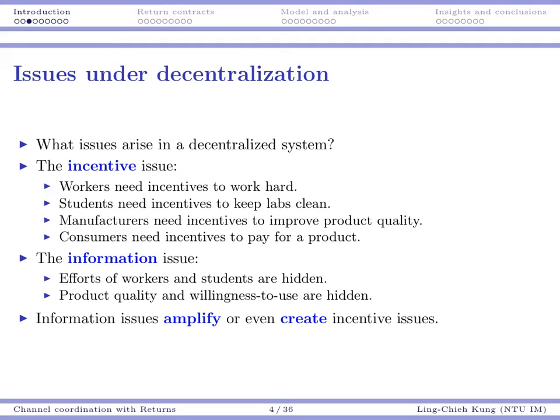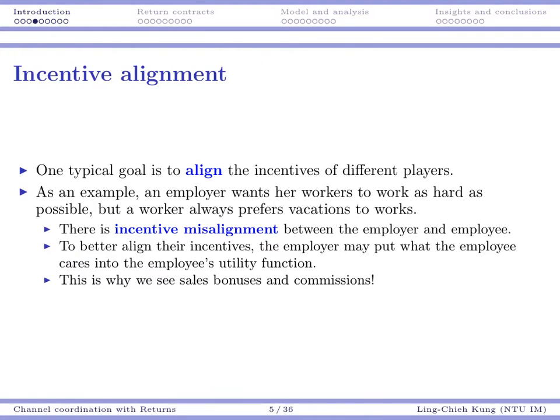In general, information issues amplify or even create incentive issues. The key is the incentive issue, and when we have private information in the system, we will have stronger incentive issues. We'll see that in the future. Today, we will only focus on incentive issues, and starting from next week, we will also talk about information issues.